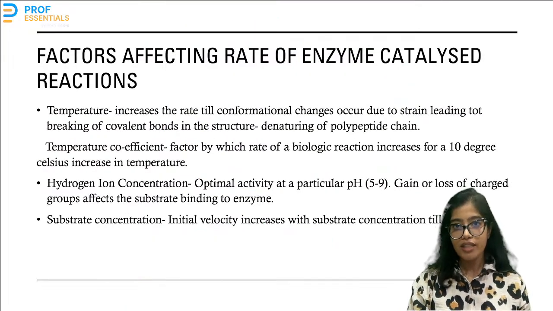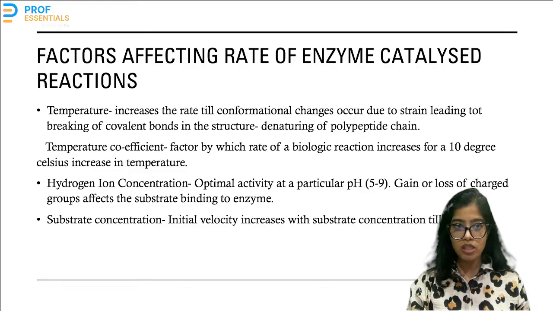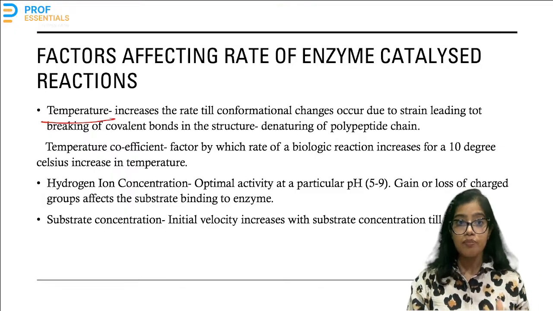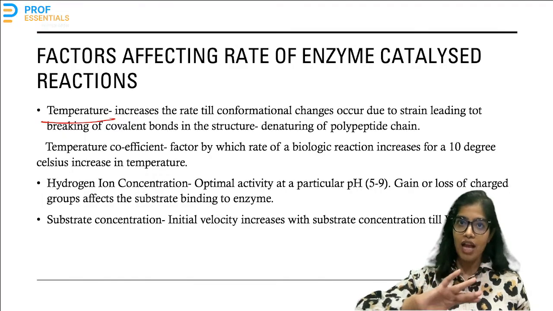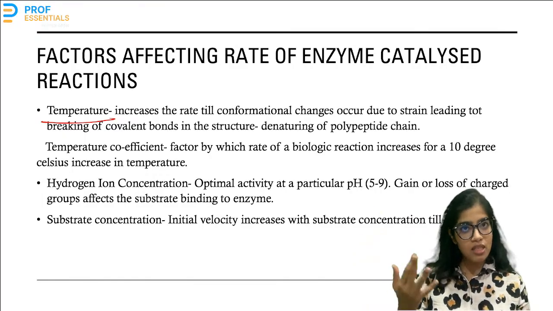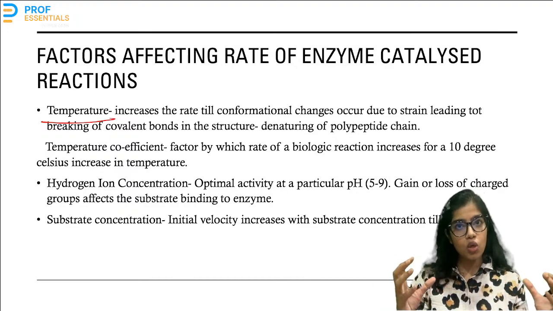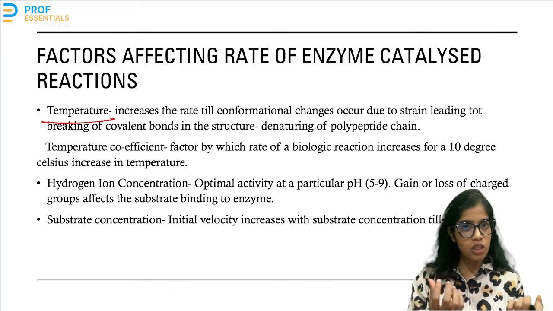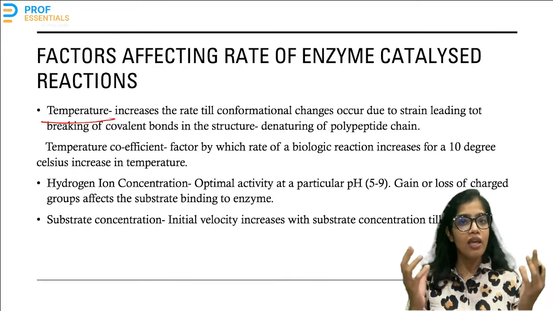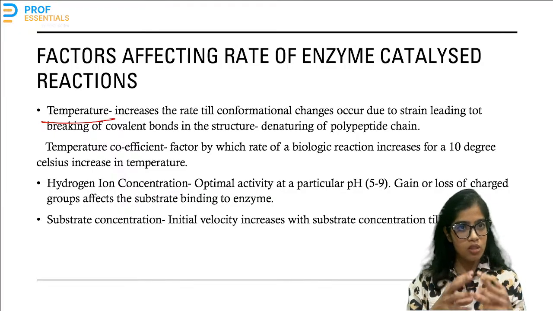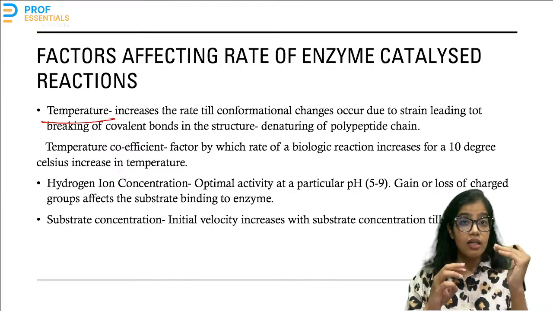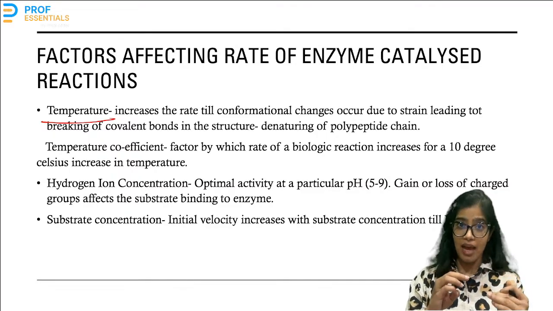So what are the factors affecting the rate of enzyme catalyzed reactions? Temperature: just like temperature affects a normal reaction, it is going to affect an enzyme catalyzed reaction. If you increase the temperature, the rate of reaction is going to increase, because increase in temperature puts in more kinetic energy. So, according to the kinetic theory, the rate of collision is going to increase. More frequent high energy collisions are going to occur between the molecules. So the rate of reaction is going to increase until denaturation of the enzyme takes place.